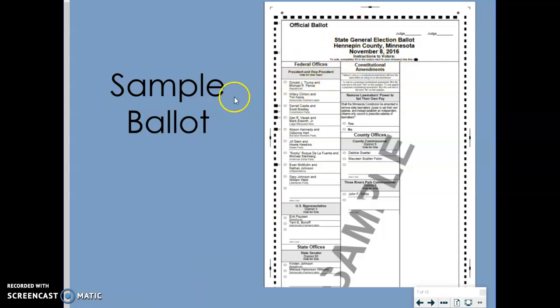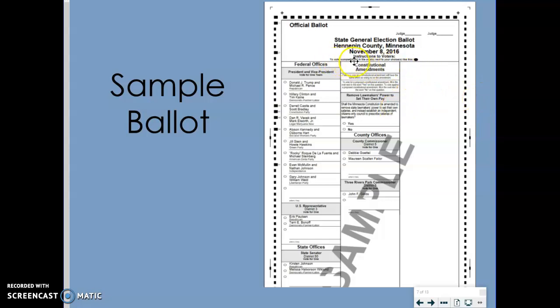I couldn't find one for Washington County, but you can see there's federal offices listed here. You've got your U.S. representatives, so U.S. House of Representative members. If there is a state office running, a state senator, county offices. If there's any constitutional amendment on the ballot, there's often judges, other positions. Every position that's up for re-election at that time period will be on this ballot. This is what the state of Minnesota's ballot looks like.